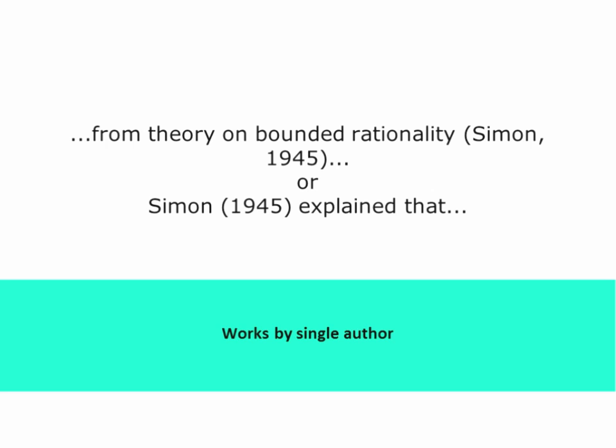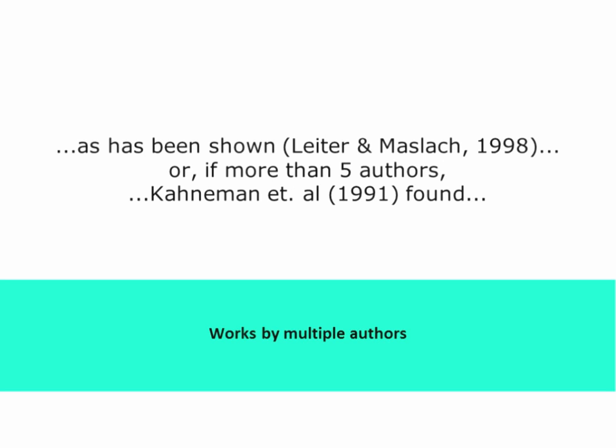So, works by a single author. Here we have the same citation, but it's written 2 different ways. So you have the first where you don't even mention the author in the sentence, and you have Simon 1945 at the end. Or here you have Simon, 1945, explain that. Both of these are correct. Works by multiple authors. You use the ampersand, not the word and. So you have Leiter and Maslach with the comma. Or if there's more than 5 authors, you actually use the first author that's listed on the citation or on the article, and then et al.